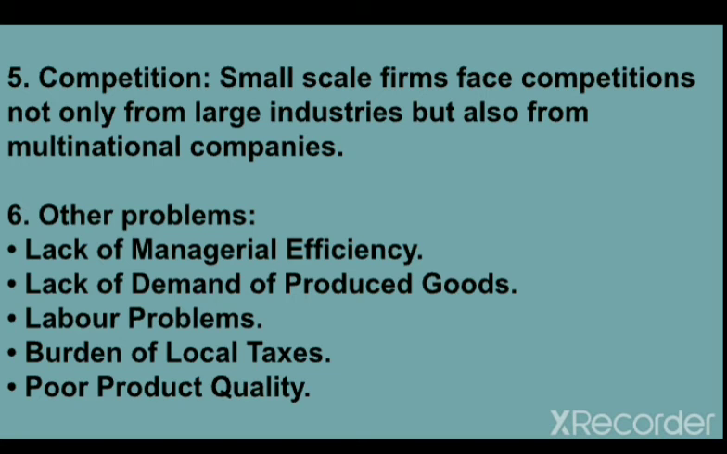Okay, so there are some other problems also: lack of managerial efficiency, lack of demand for produced goods, labor problems, burden of local taxes, poor quality. We know that poor quality is due to old technology, and we can consider it with managerial efficiency also, because if there is not proper managerial efficiency, there will be a lack of proper utilization of resources, and the resources will not be fully financed or managed, and due to that the quality of the product will be low, and demand for that product will also get low.